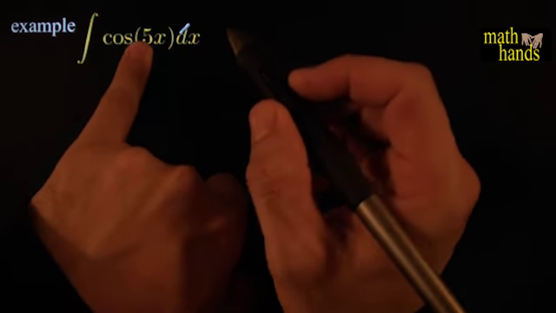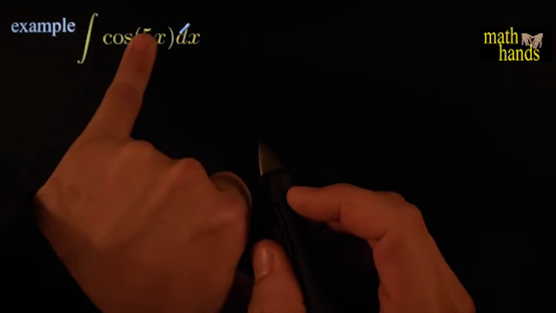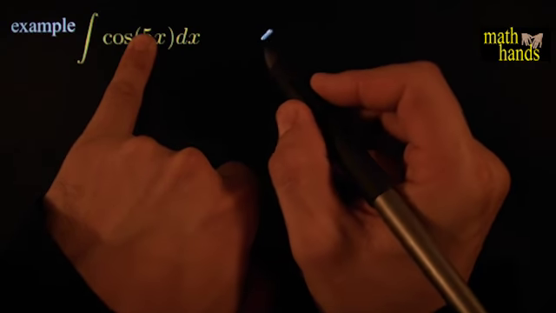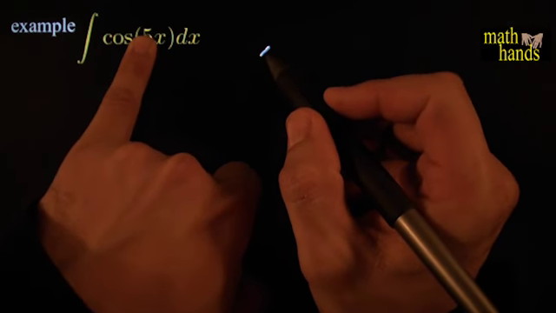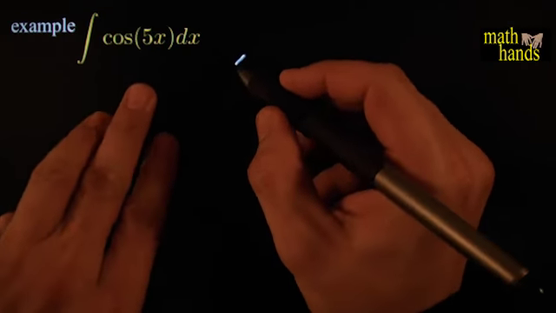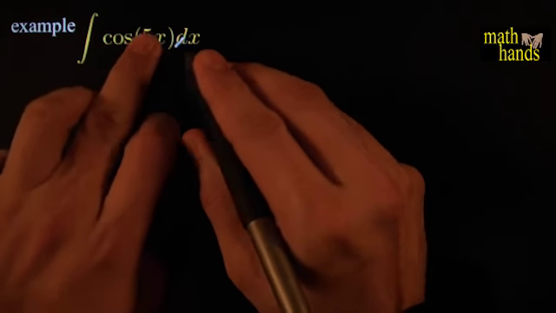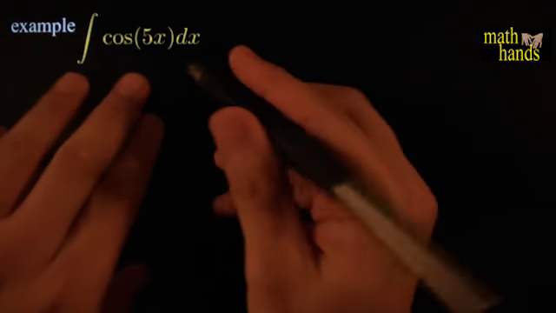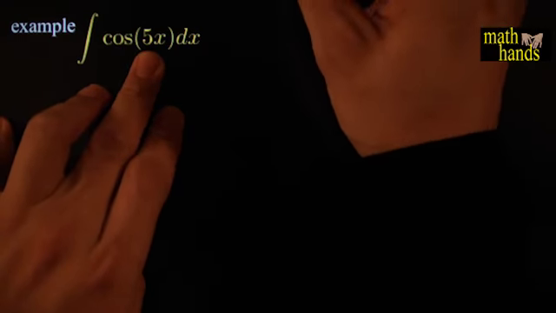Imagine if it didn't have that 5 there. If it was just plain old cosine x dx, we would call that a basic one and we'd be done with it. The antiderivative would have been sine. But it's got that 5 and you wonder, is there a way that we can get rid of that 5 or do something about that 5? And what we're doing today, the U-sub, is exactly the method for getting rid of that 5, roughly speaking.